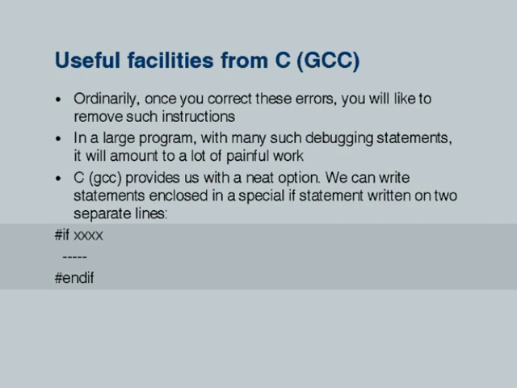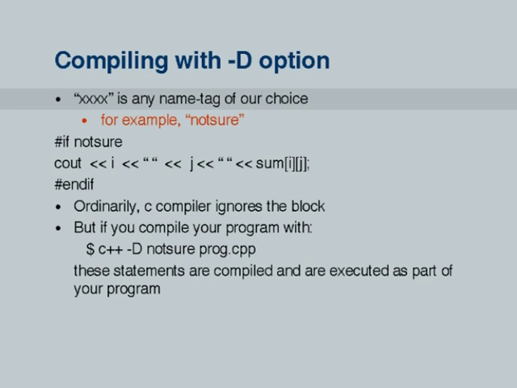How do you relate it to what you have done inside the program? Well, inside the program, go back here, we have said if XXXX, end if. XXXX is actually any name of my choice. The one I have chosen in the sample example that I gave yesterday is not sure. When I am not sure, I want to run these statements. When I am sure, I don't want to run them. So instead of XXXX, I have said not sure.